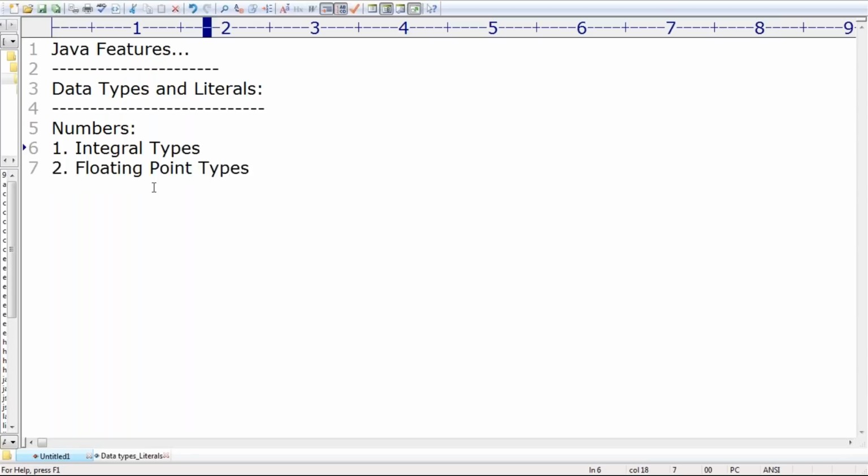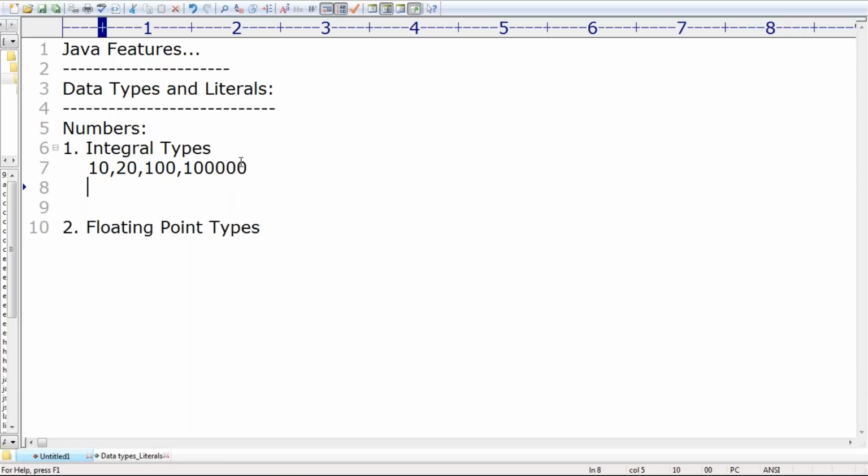Integral types means I want to represent a number without a decimal point, something like 10, 20, 100, or 1 lakh. If you want to represent a number without a decimal point, then we can go for integral types. Sir, how many integral data types are available?